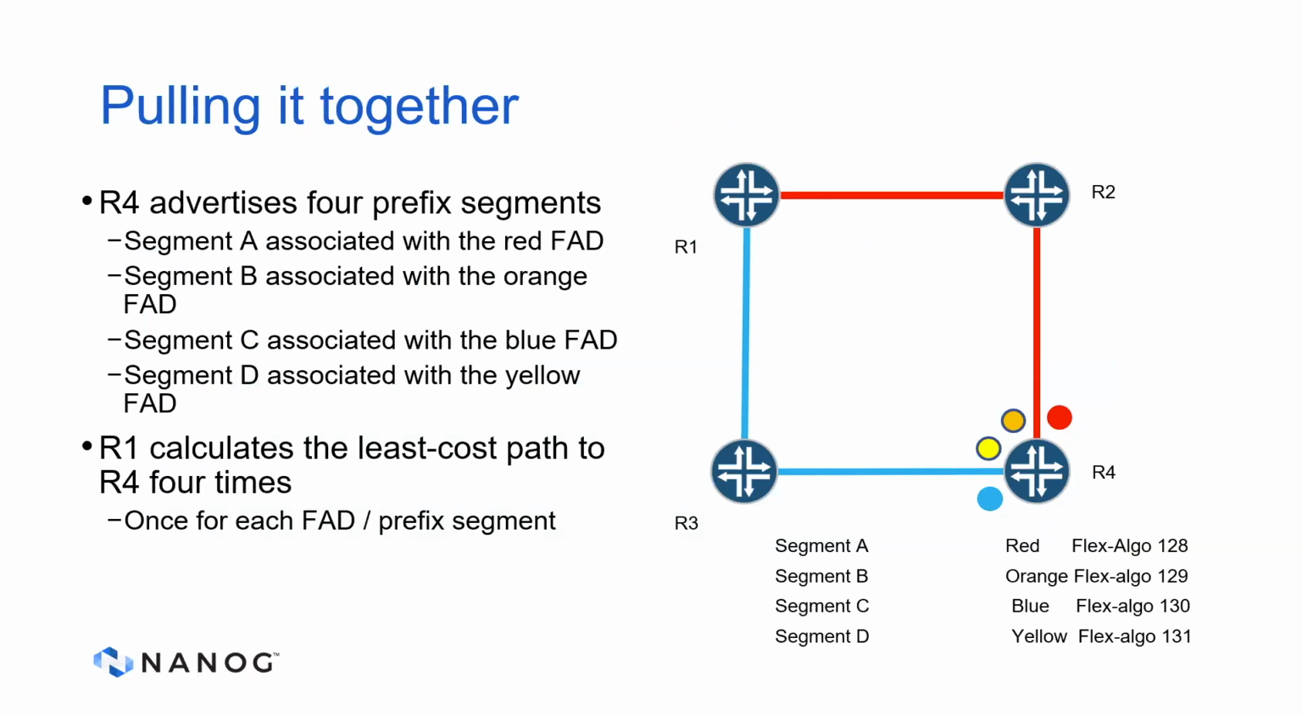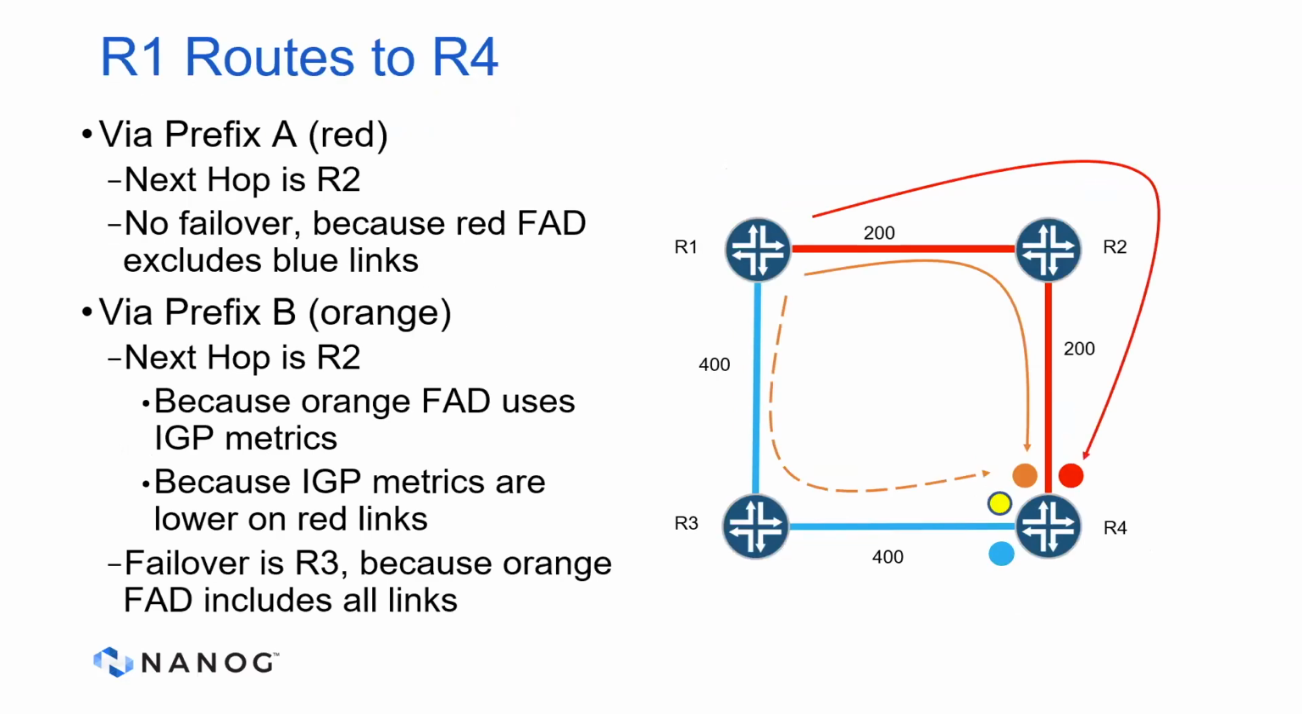And now we can see how the FlexAlgo paths are calculated for each of the segments. So we have 4 segments, A, B, C, D for red, orange, blue, and yellow respectively. Segment A is associated with red, B with orange, C with blue, and D with yellow. And then R1 calculates least cost path to R4. Now this time there are 4 FlexAlgos. The path is calculated 4 times.